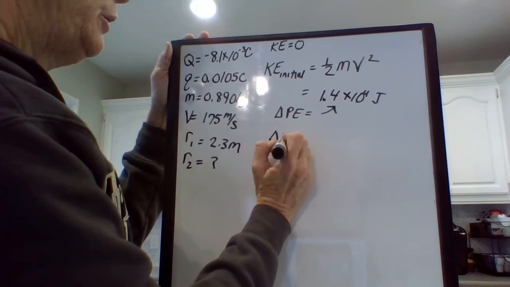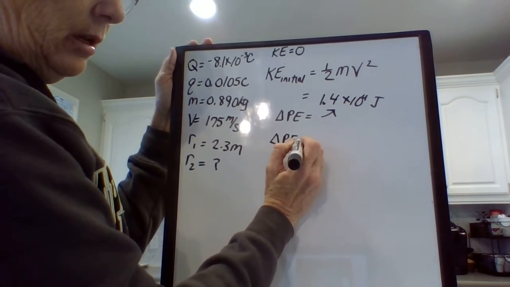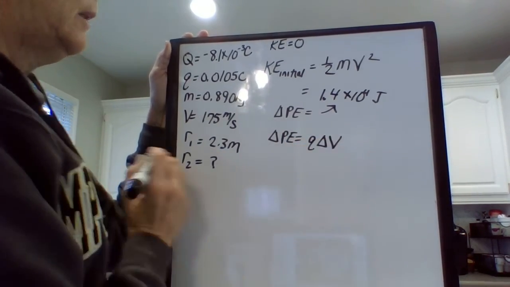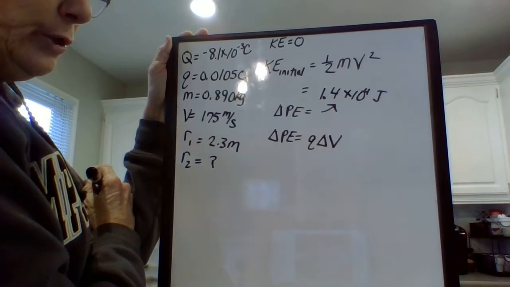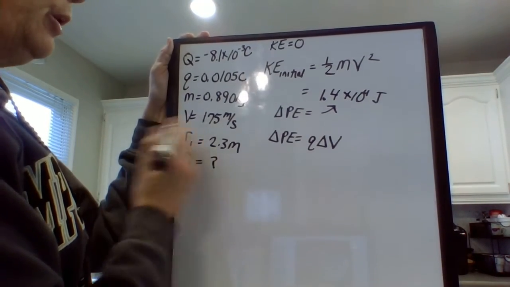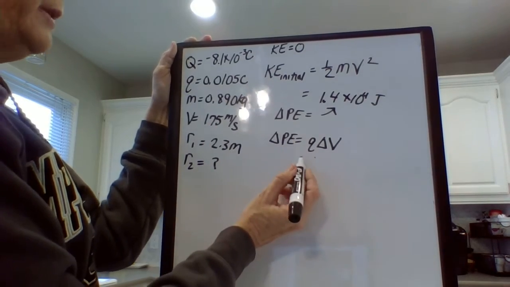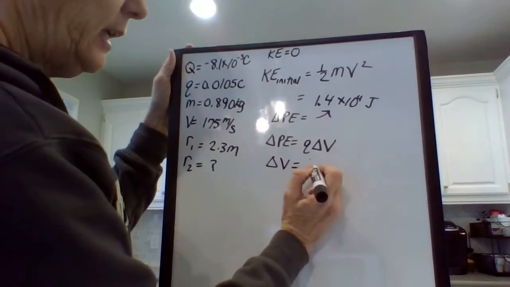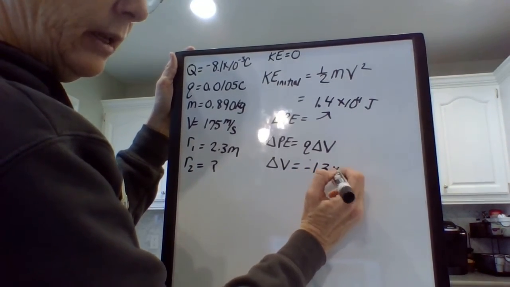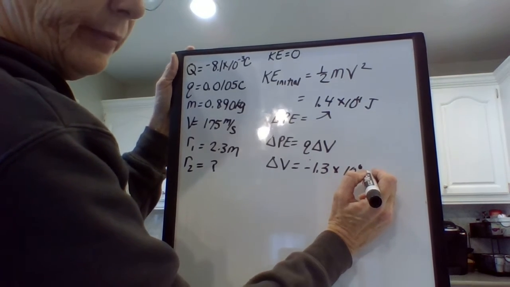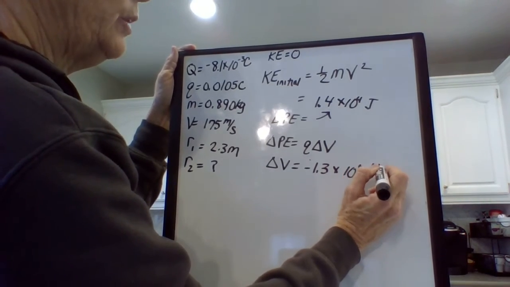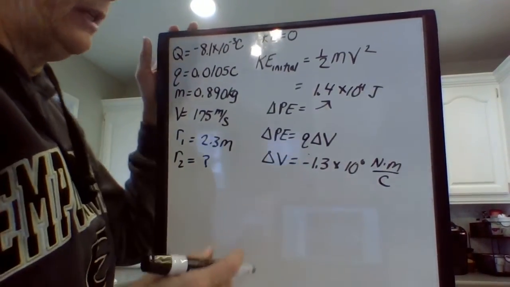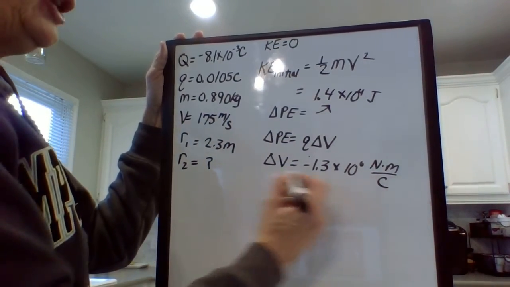We know that the change in potential energy equals Q times the change in electric potential. So we can use that. We know Q. We can use that to solve for delta V. Delta V is going to be minus 1.3 times 10 to the 6 volts, which is the same as newtons times meters per coulomb. You got to get comfortable interchanging the different units here too. So that's the change in voltage.